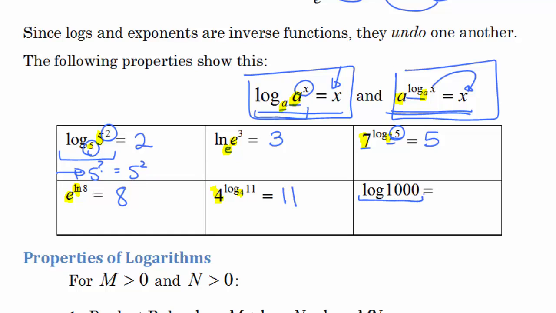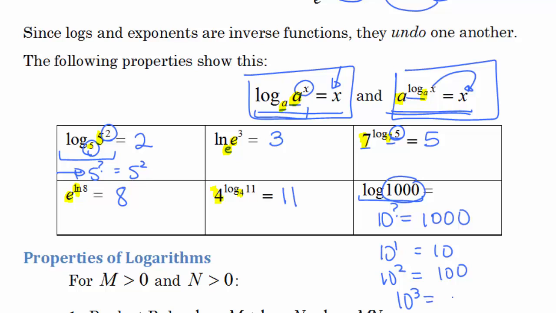Now this one looks a little bit different. So what base are we in? If we see just log, it's base 10. They're saying 10 raised to what power equals 1,000. So that's kind of how we were working it out earlier. Well, what power? Is it 10 to the first? No. Is it 10 squared? No. Is it 10 cubed? Yes, it is. So these are very good properties to know. It helps you save yourself a lot of work.